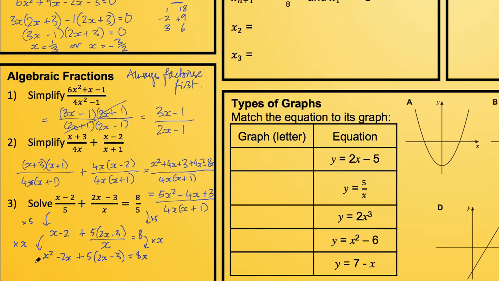So I'm going to expand that bracket now. I've got x squared minus 2x plus 10x minus 15. And I'm just going to bring this 8x over to this side as well, getting ready to solve by making everything equal to 0.